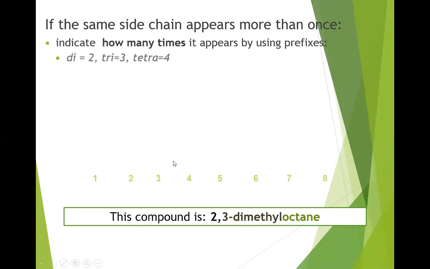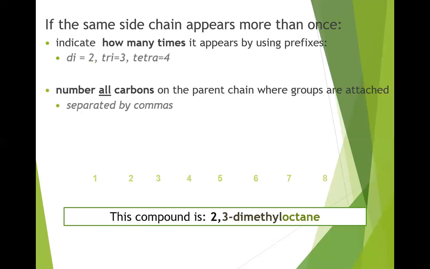Okay, now further examples. In a case where the same group appears more than once, indicate how many times it appears by using prefixes. When it appears once, it's mono, but when it is twice, we call it di. If it appears 3 times, you say tri, and 4 times is tetra. Now, number all the carbons on the parent chain where groups are attached, and separate the numbers by commas.